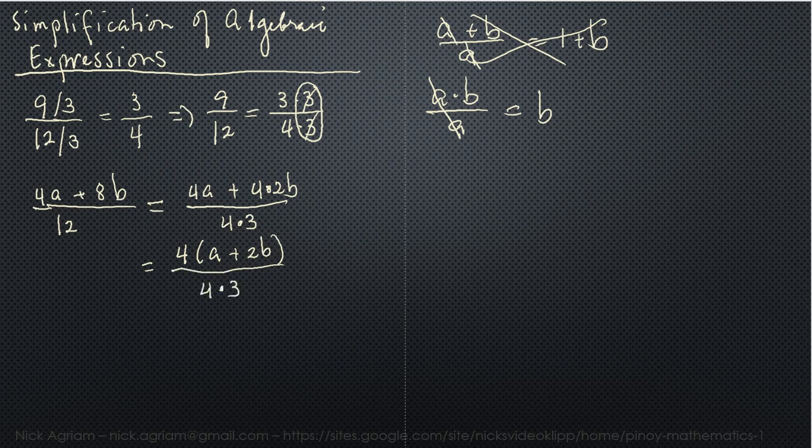Now we have multiplication in all of our expressions. We have 4 times the parenthesis a plus 2b, and then we have 4 times 3. When we have that, then we can cancel. And our answer is a plus 2b divided by 3, as you have in your book. Let's try the next one. I want to start with a simple one. That's why I am giving you the examples that you have in your book.